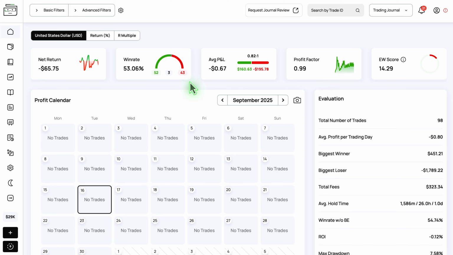And those are 6 things to check in your Edgewonk trading journal that will help you find out where you currently are, and it will help you to also identify areas in your trading that need some work and that will then boost your trading performance.